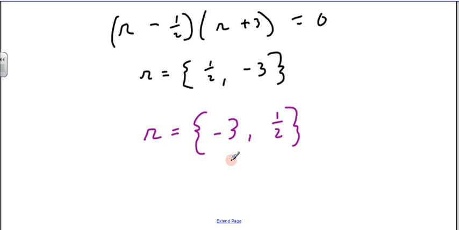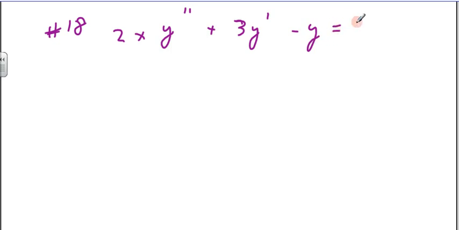Now we're going to work problem number 18, and hope for the best. Number 18. Oh, that doesn't look too bad. 2x y double prime plus, is it a 3 or is it a 4? 3 y prime minus y is equal to 0. Okay, so I get a 4-0 for writing the problem down correctly.